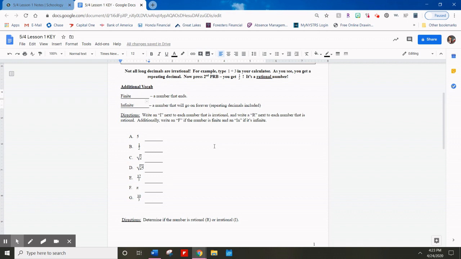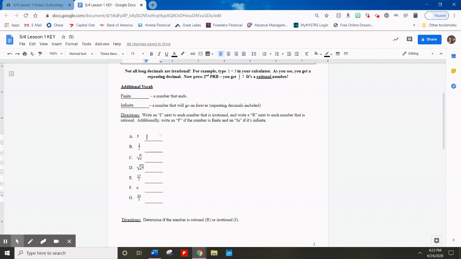Okay, so we've got our first set of practice here. It says write an I next to each number that is irrational and write an R next to each number that is rational. Additionally, write an F if the number is finite and an IN if it's infinite. So we're going to have a lot of letters here. I'm going to do the first couple with you, and then you're going to try some on your own. So the first one is 5.